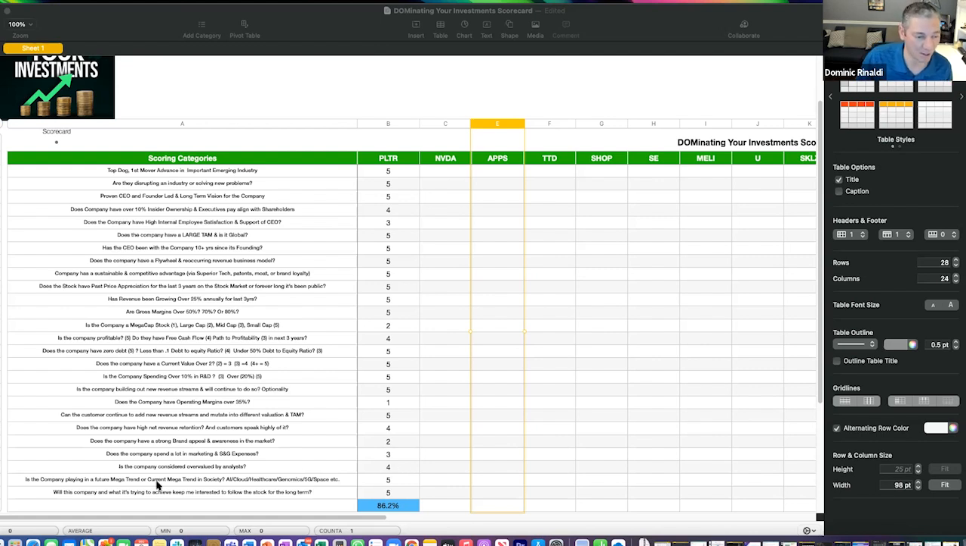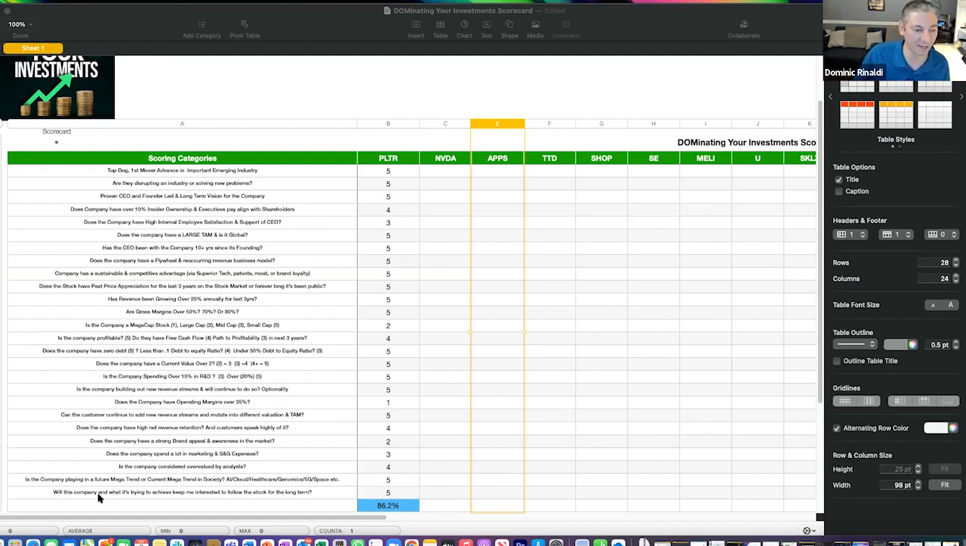Is the company playing in a future megatrend or current trend in society? Via AI, cloud, healthcare, genomics, 5G, space, etc. They actually have involvement in all of those areas. And that's the beauty of their platform and what they're doing around data analytics. It affects all of those different industries.